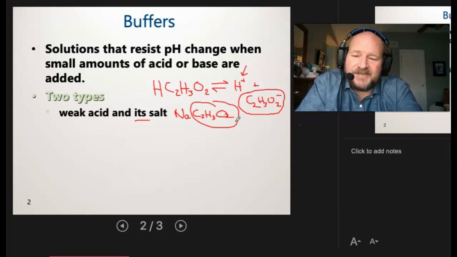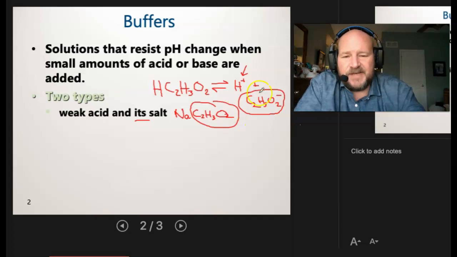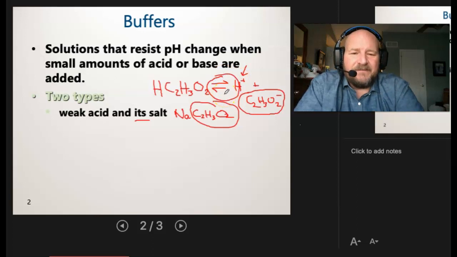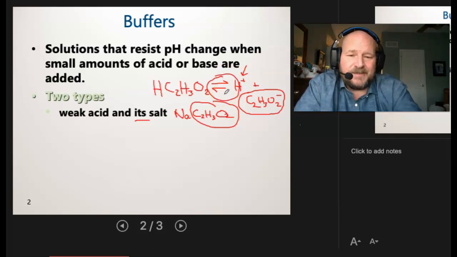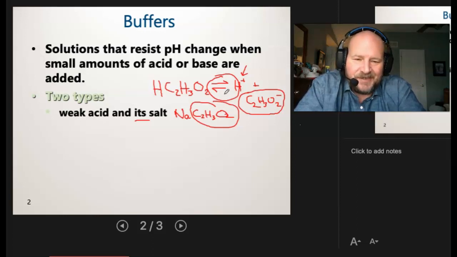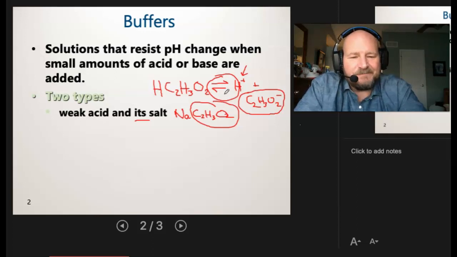Now, it has to be a weak acid because we need this equilibrium component. We're going to need to have both the acid and the conjugate base in solution at the same time. Those are some terms from way back in segment 1. The conjugate base will help to neutralize acid. And of course, the acid that's in there will help to neutralize some of the base before the H plus itself is actually going to be changed.